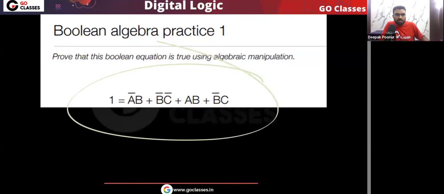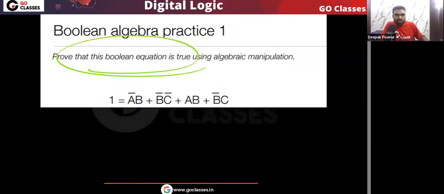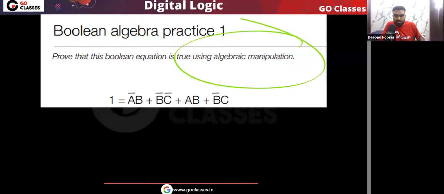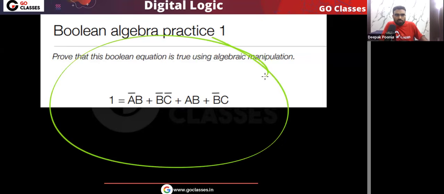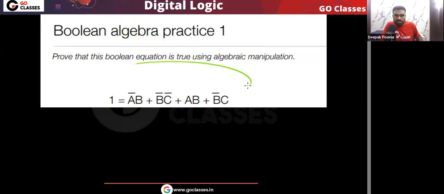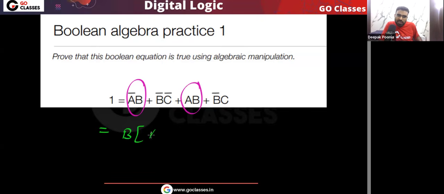Let's solve this question. Prove that this Boolean equation is true using algebraic manipulation. Means using the Boolean algebra laws, theorems, rules, we need to prove that this Boolean equation is actually valid. So this is actually a very simple question. Here you can notice we have A bar B or B bar C bar or AB or B bar C. In this A bar B and this AB, I can take this B out. Inside what I will get? I will get A bar or A.